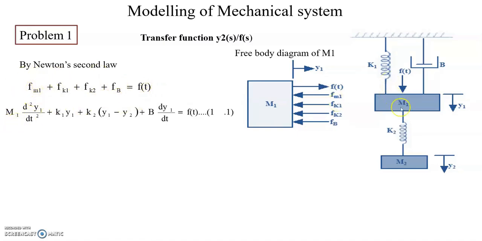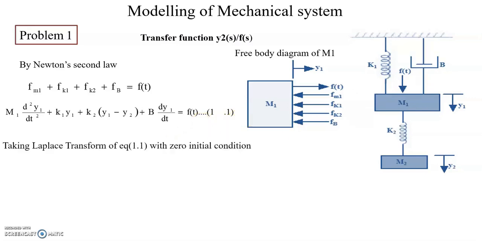So m1 into d square y1 of t by dt square plus k1 into y1 of t plus k2 into y1 minus y2, because you consider this mass m1, where the initial displacement is y1 and the final displacement is y2, plus b into dy1 of t by dt, which is equal to f of t, because the other end of b is connected to a fixed point. Name this equation number 1.